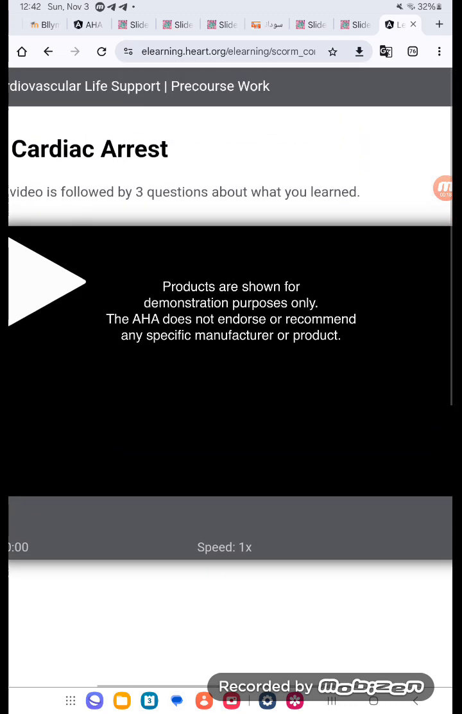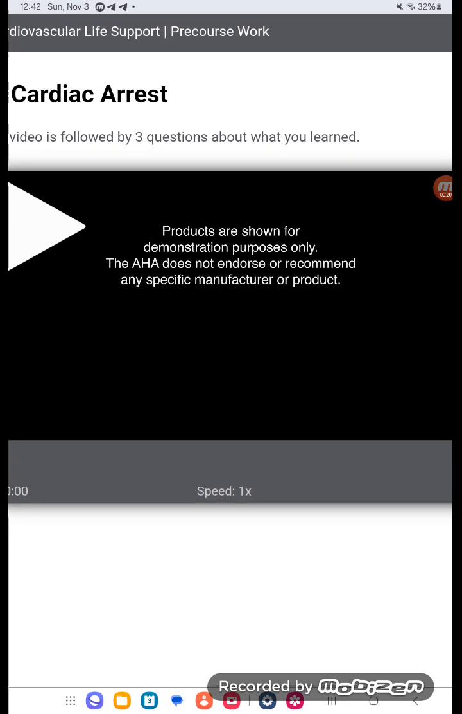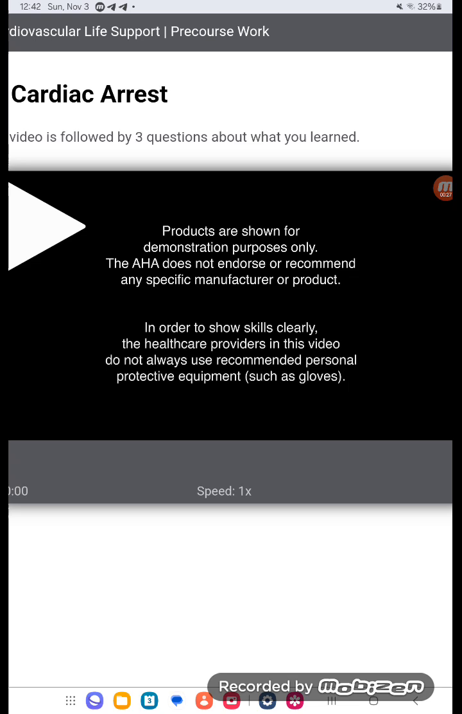Products are shown for demonstration purposes only. The AHA does not endorse or recommend any specific manufacturer or product. In order to show skills clearly, the healthcare providers in this video do not always use personal protective equipment, such as gloves.